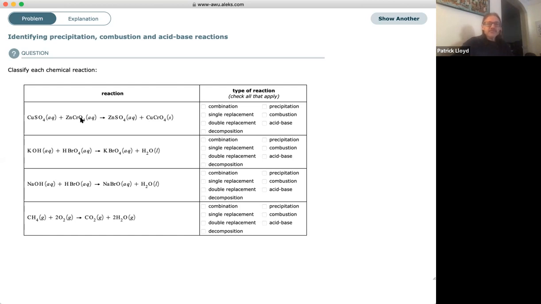The zinc was originally with the chromate, but now the zinc is with the sulfate. So that is also not just a precipitation, it's a double replacement reaction. So both of those are true.